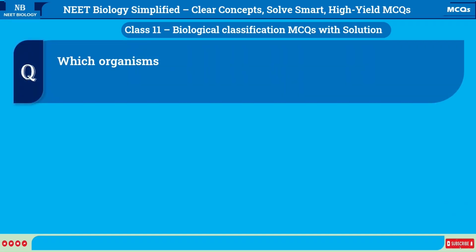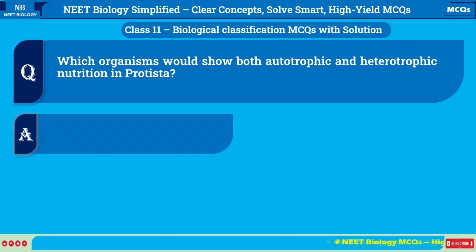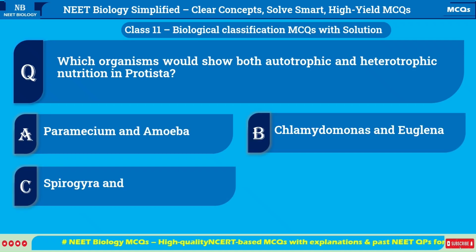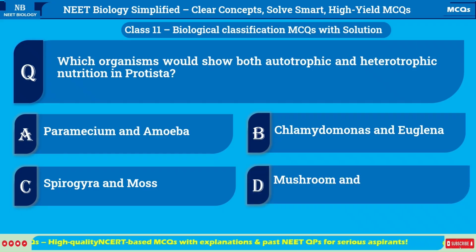Which organisms would show both autotrophic and heterotrophic nutrition in Protista? A. Paramecium and amoeba. B. Chlamydomonas and euglena. C. Spirogyra and moss. D. Mushroom and algae.